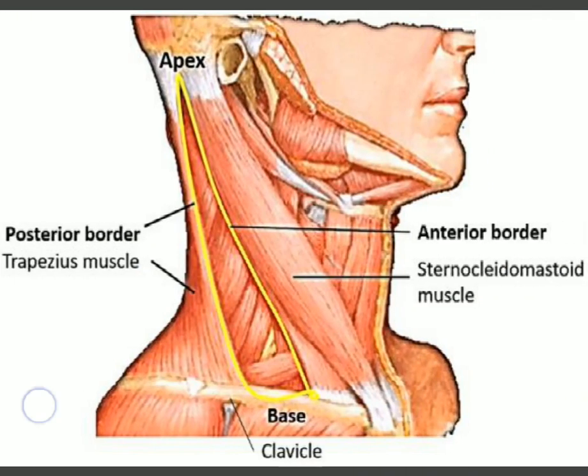This figure is also describing the boundaries of the posterior triangle, that is the apex formed by the meeting point of the two muscles. The base is formed by the middle 1/3 of the clavicle. This is the posterior border of the sternocleidomastoid, which is forming the anterior boundary of the triangle. This is the posterior boundary, which is formed by the anterior border of the trapezius.